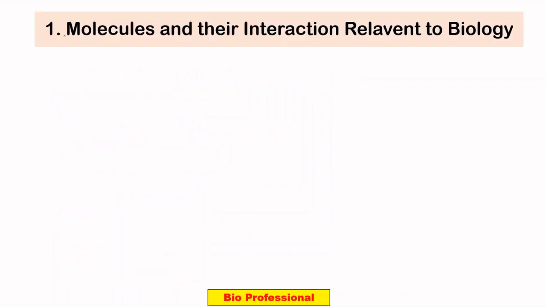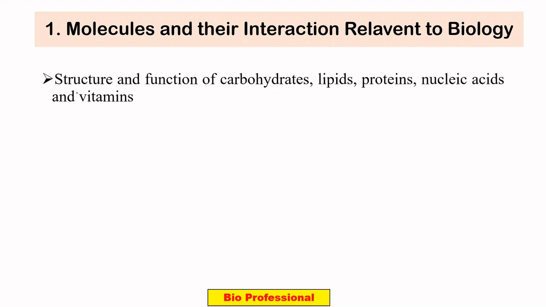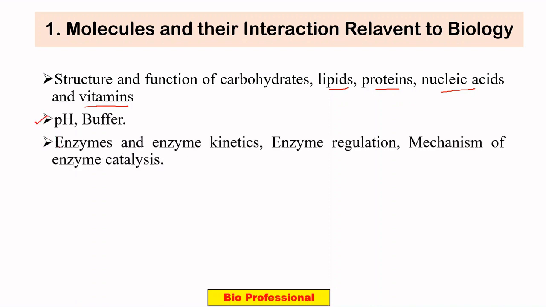So the first unit is molecules and their interaction relevant to biology. In this part you need to prepare the structure and function of carbohydrates, lipids, proteins, nucleic acids and vitamins. This is the most important part, and you can get questions directly in part B, or you can get match type questions in part C. pH and buffer is also important. And the most important part, I would say, is enzymology.